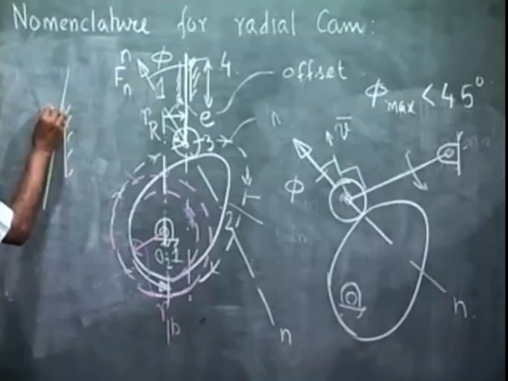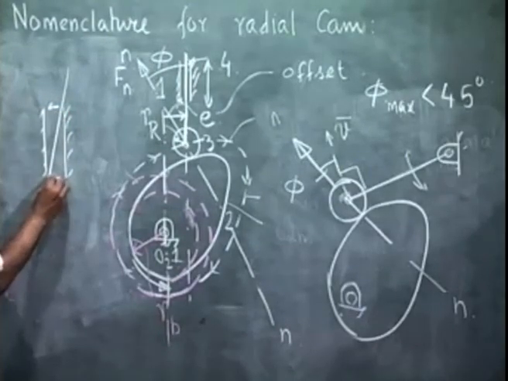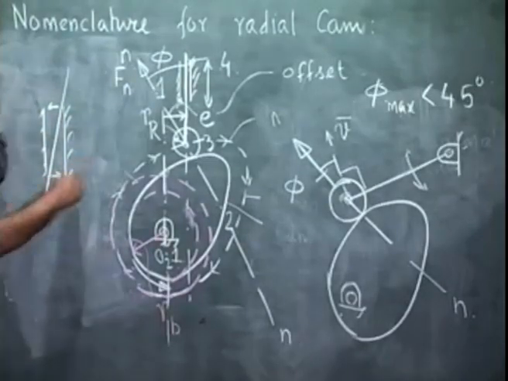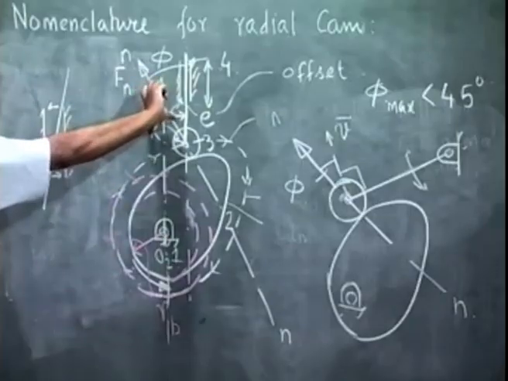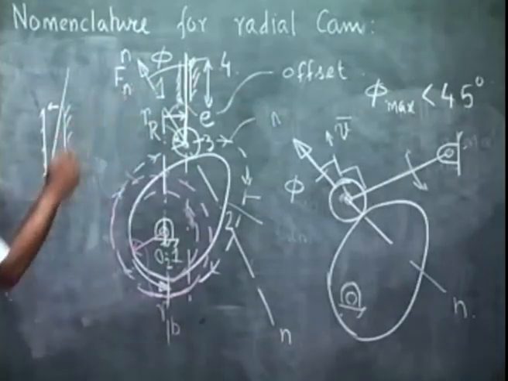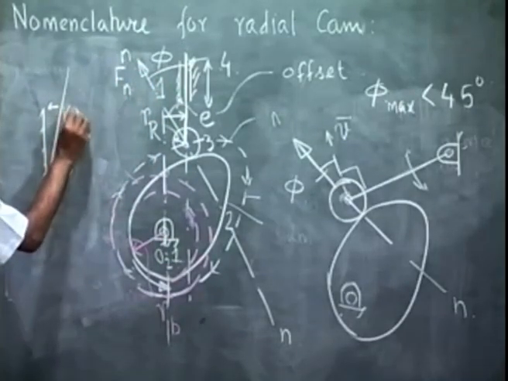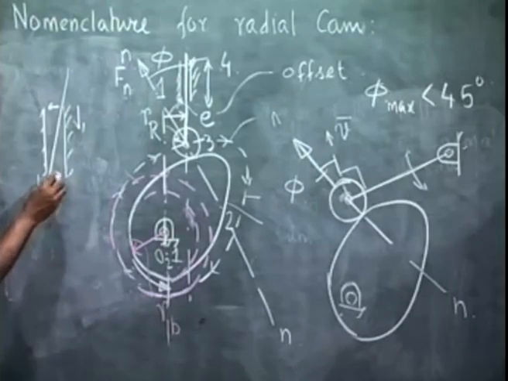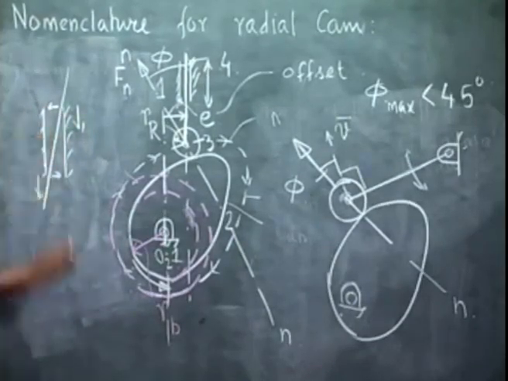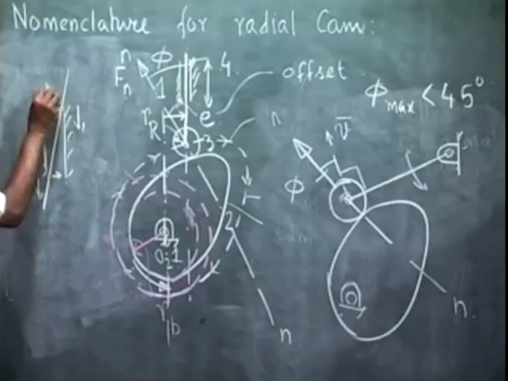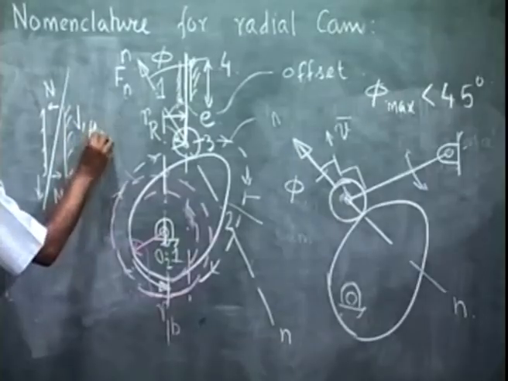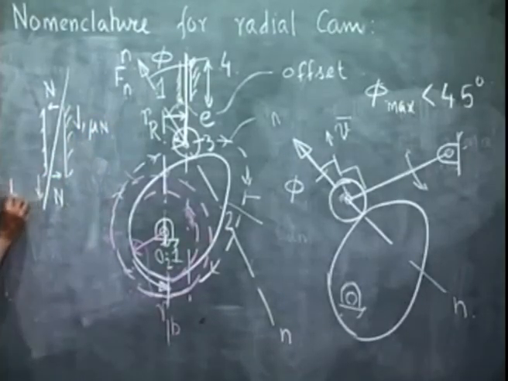so a normal force acts in this direction, a normal force acts in this direction, and these two normal forces balance the cocking moment, the moment due to this force Fn. And the friction force which tries to oppose this vertical motion will be mu times this normal force. If I call it N, then this will be mu N, and this will be mu N.